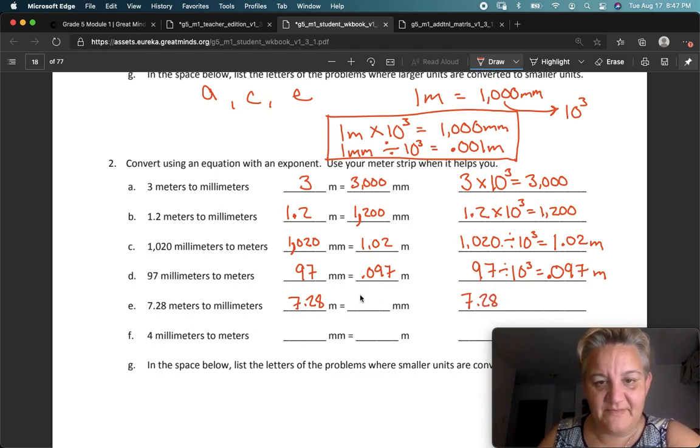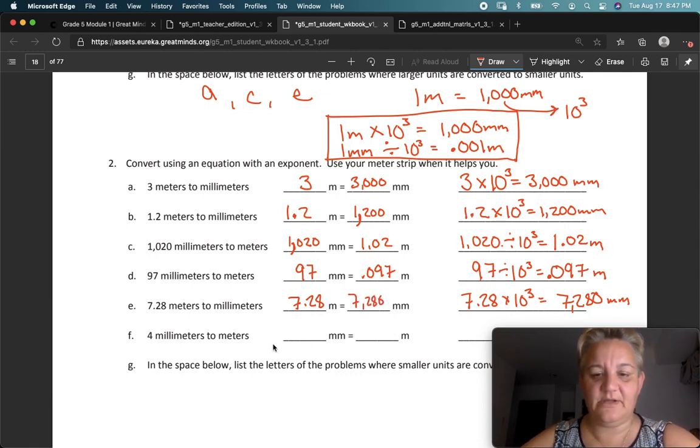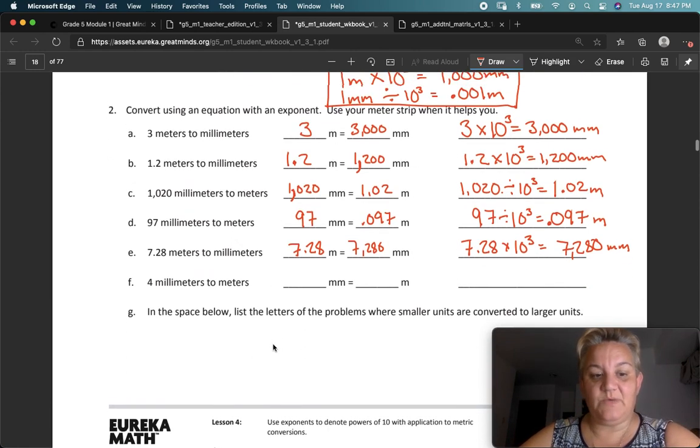And I want to convert that meter to millimeters, so I'm going to multiply by 10 cubed. Multiplying just always seems a little bit easier to me. So I'm going to move that decimal over 3 spaces, 1, 2, and I'm going to add a 0: 7, 2, 8, 0. And what is my new unit? Millimeters, right? So 7,280 millimeters. Good.